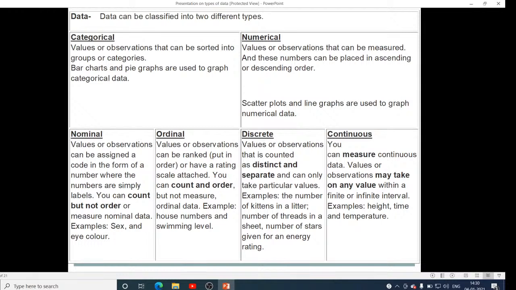Roll number 8, what is the other name for numerical data? And roll number 9, roll number 83. What is the other name for numerical data? I explained in the previous slides many times. Numerical data is also called by some name. What is that name?